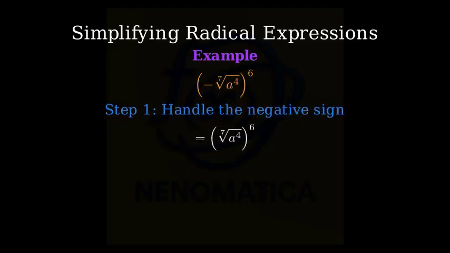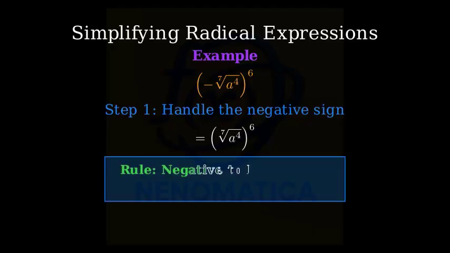When we have a negative value raised to an even power, the result is always positive. Since our exponent 6 is even, negative raised to the power of 6 becomes positive. This is because negative times negative gives positive, and with an even number of multiplications, the final result is positive.